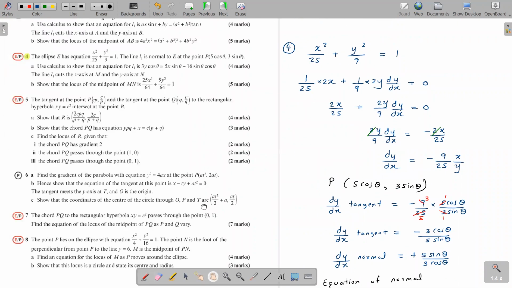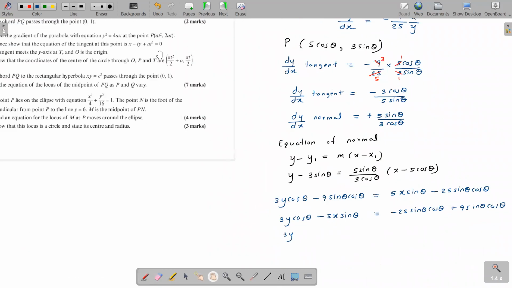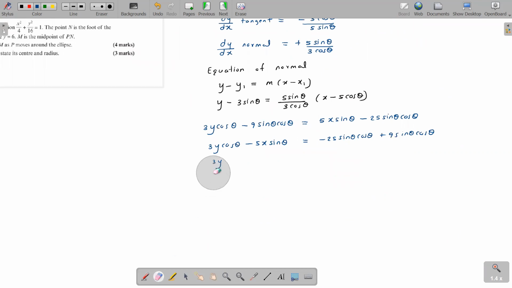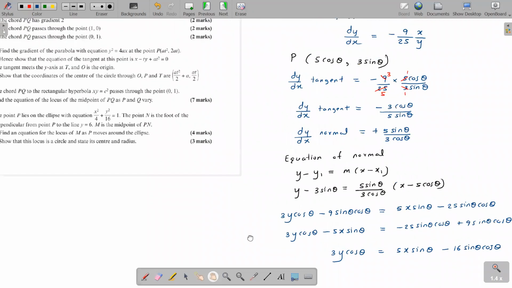Have they given a show that? 3y cos theta. They have kept the 5x sin theta on the other side, right? 3y cos theta equals 5x sin theta minus 25 plus 9, which is minus 16 sin theta cos theta. Is that okay? Right. So then this is the equation of what? This is the equation of the normal.